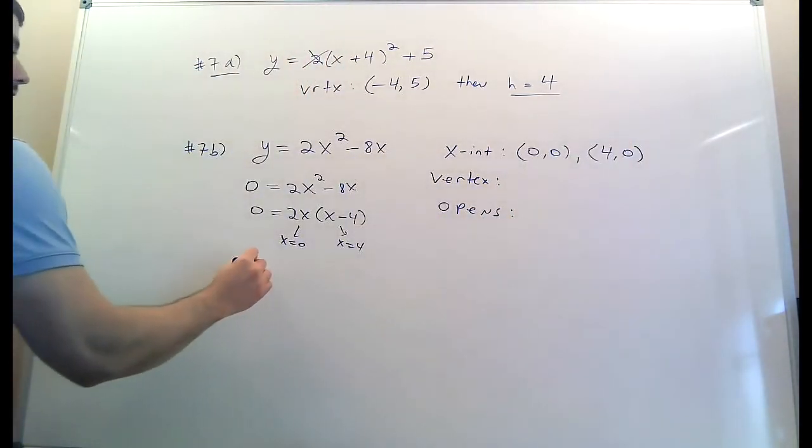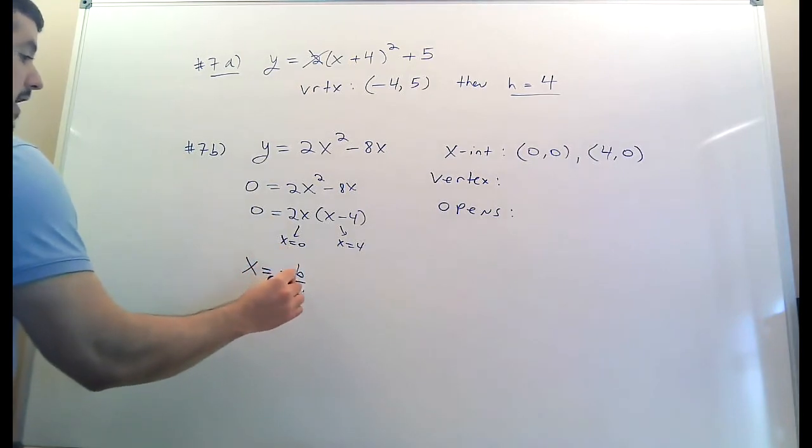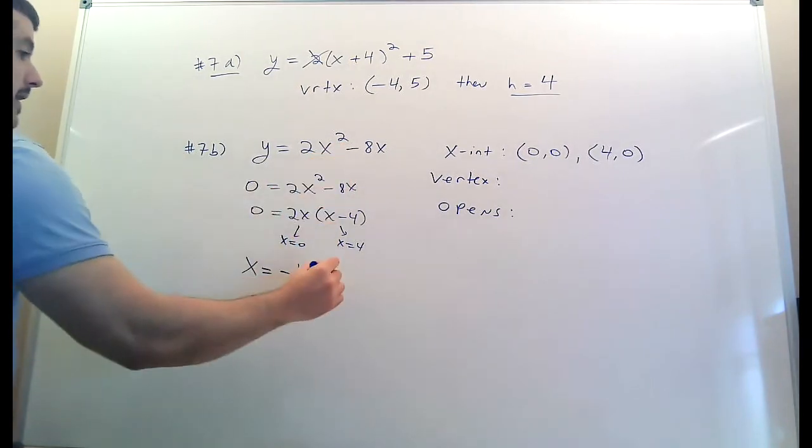Now you want to do the vertex. Well, again, you have a formula for it. The B is -8.